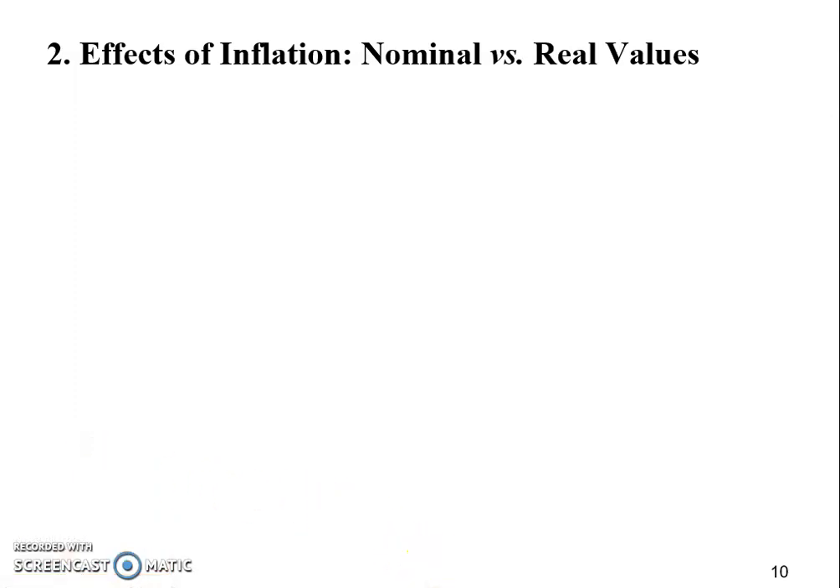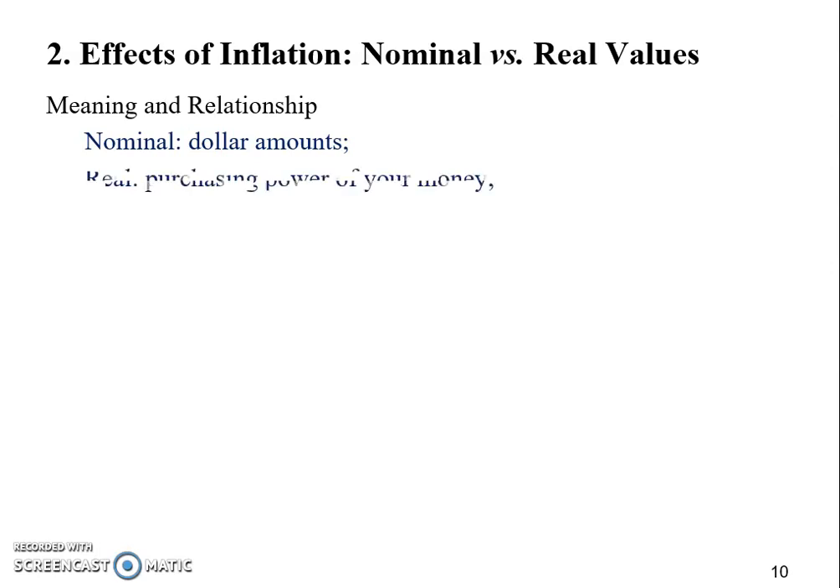Once we have a solid understanding of CPI and inflation rate, we're going to step into the second half of this chapter and talk about the effects of inflation, which will give us the difference between nominal and real values. Now here, let's start with the definitions. Nominal value means it's expressed in dollar amount, in current dollars. And the real value means the purchasing power of your money.